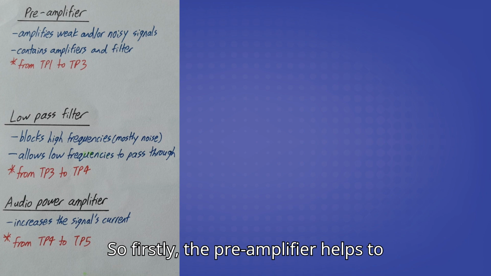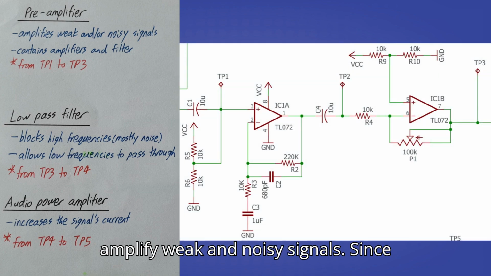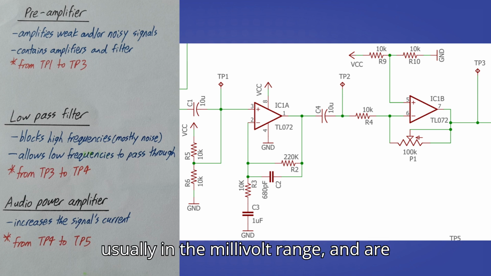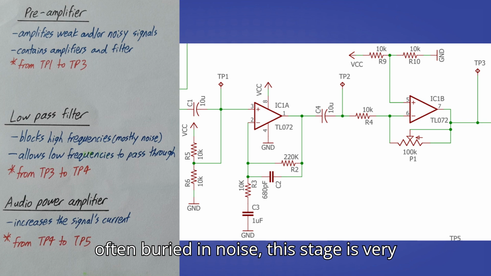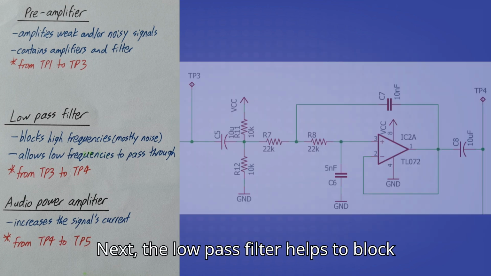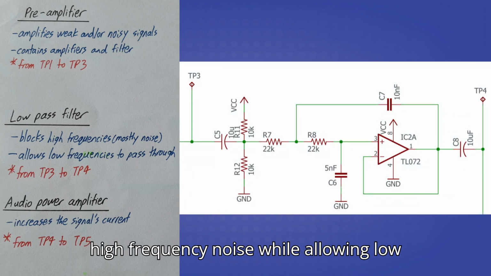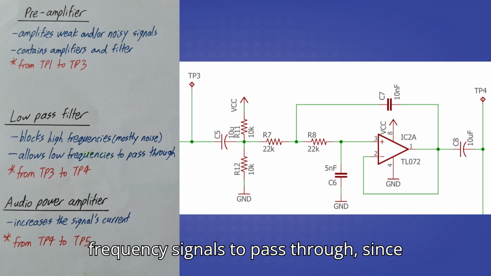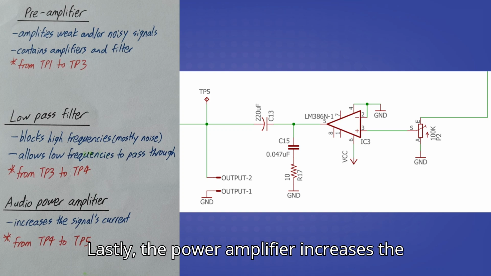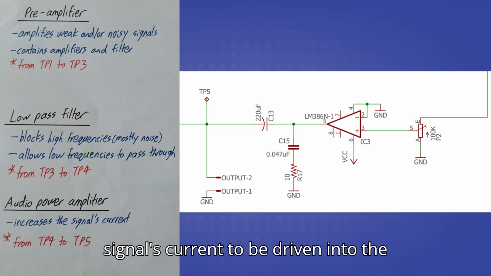So, firstly, the preamplifier helps to amplify weak and noisy signals. Since biosignals are generally very small, usually in the millivolts range, and are often buried in noise, this stage is very important as a base for this circuit. Next, the low-pass filter helps to block high-frequency noise while allowing low-frequency signals to pass through, since most biosignals are low-frequency. Lastly, the power amplifier increases the signal's current to be driven into the speaker.